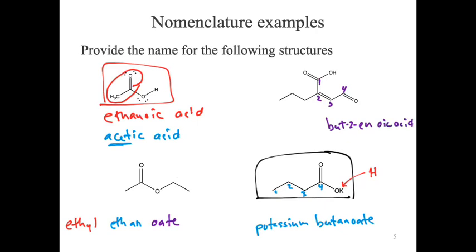oic acid. Theoretically, the 1 should show up in there. Sometimes it does, sometimes it doesn't. Remember, the carboxylic acid is the highest priority on our list for nomenclature. So by default, it'll show up at position 1. So because of that, it's often dropped off, kind of like aldehydes.